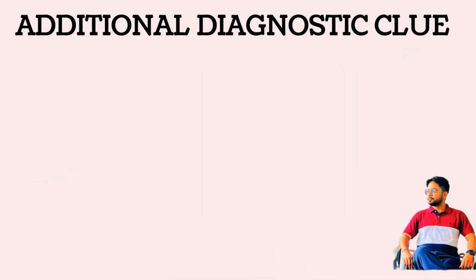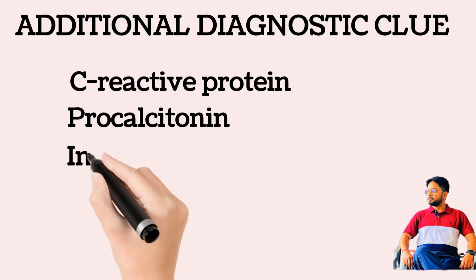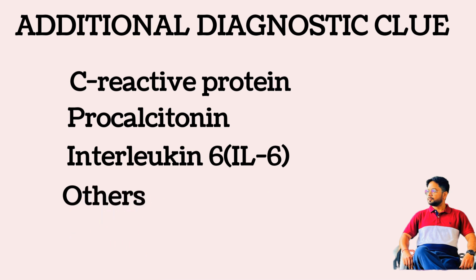In addition to the WBC count, a number of biomarkers have been investigated as additional diagnostic clues. These include C-reactive protein, procalcitonin, interleukin 6 and others. Ultimately, no symptom or sign has been demonstrated to be unequivocally predictive of appendicitis. The same may be said of laboratory tests.